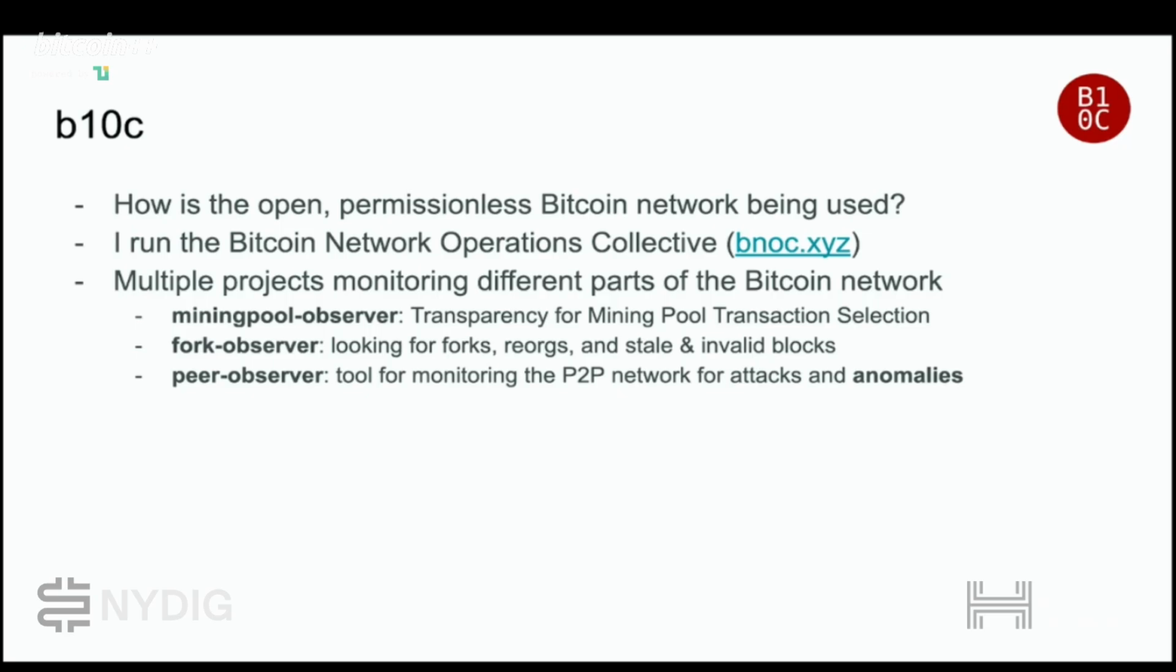I have multiple projects monitoring Bitcoin, the network or different parts of the Bitcoin network. So, for example, as Lisa mentioned, the mining pool observer, which shows transparency into what mining pools include in their blocks or what they don't include in their blocks. Also a project called Fork Observer, which is for monitoring forks, invalid blocks, stale blocks, and so on, and bigger reorgs or chain splits in Bitcoin. And then there is a project I've been working on over the last couple of years called Peer Observer, which is a tool and the infrastructure for monitoring the P2P network of Bitcoin for attacks and anomalies.